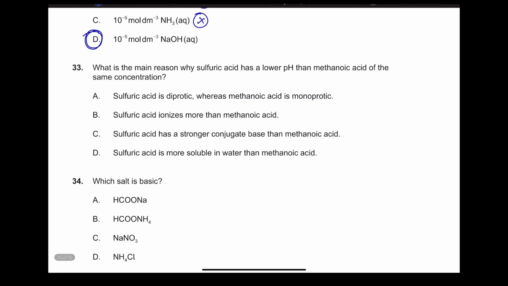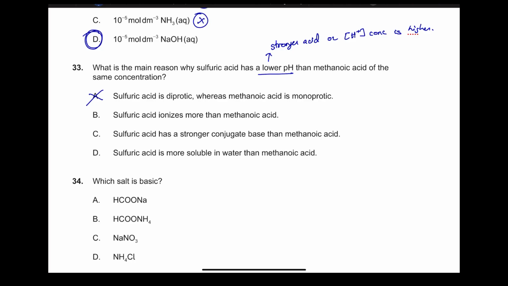Now for 33, explain why sulfuric acid has lower pH than methanoic acid of same concentration. Lower pH means it's a stronger acid, or you can say it has more H plus ion concentration. Now let's analyze the options. Sulfuric acid is diprotic while methanoic acid is monoprotic. Now this might sound logical, but it's not actually true because you also have H3PO4, phosphoric acid. Phosphoric acid has 3 hydrogens which it can ionize, right? But phosphoric acid is weaker than sulfuric acid. So the number of H plus ions is not really the answer. Okay, so A is incorrect.